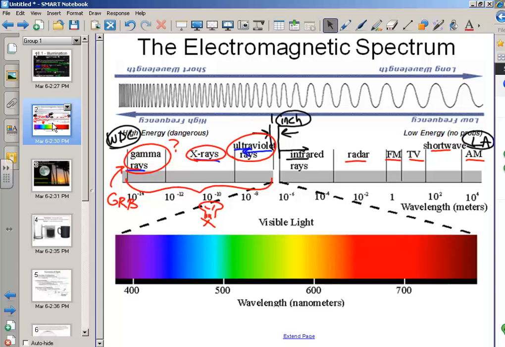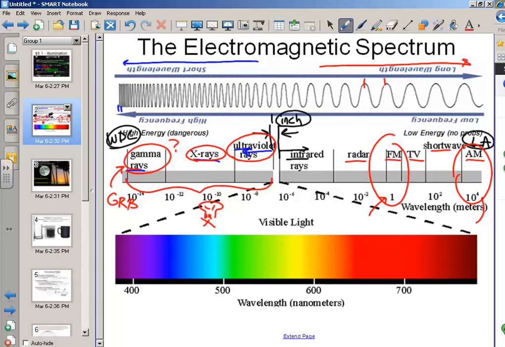Oh, something else to just look at. As we get more and more energetic, the wavelengths get smaller and smaller. As we get less and less energetic, these things are all pretty harmless over here. FM, TV, short, those things are all in the room right now. They have a longer wavelength. On the order of, like, FM radio, a 1 meter long wave. AM radio, it's 10 kilometers from peak to peak.